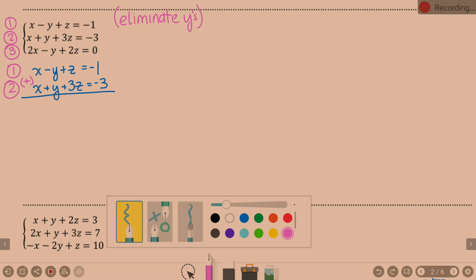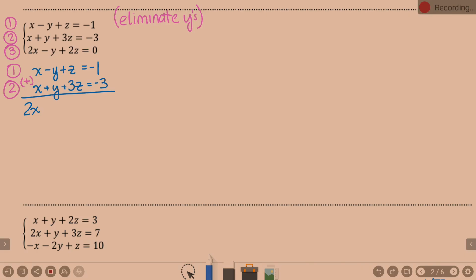x plus x is 2x. Minus y plus y, that's going to cancel, which is what we wanted, right? We said we were trying to eliminate y's. z plus 3z is 4z equals, what's -1 plus -3? -4. I'm going to call this equation 4.